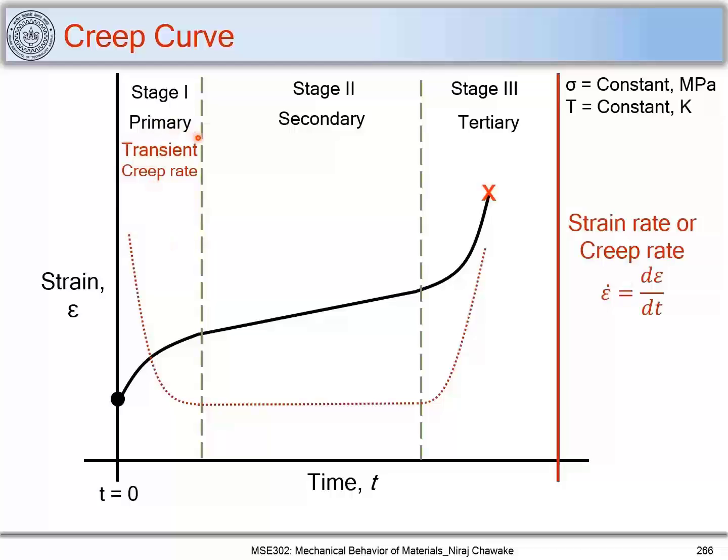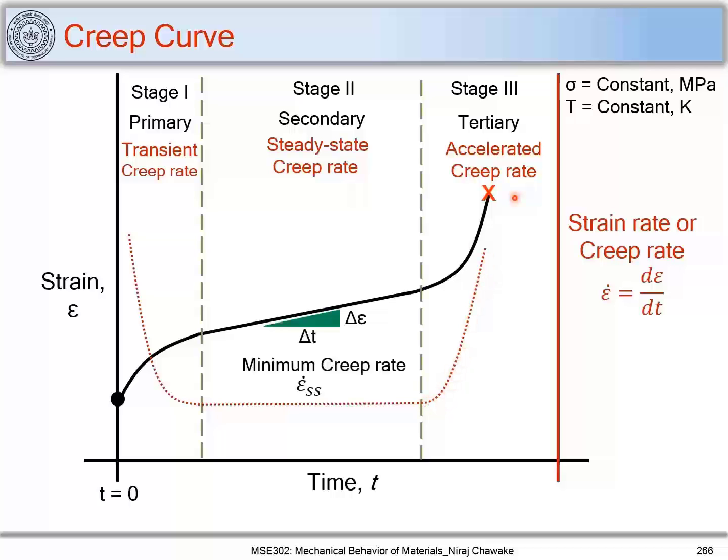If you go back and check the meaning of transient, it's changing. So here there is a change in strain rate drastically, and that is why this region is called the transient creep rate. In this region, you don't see any change in strain rate, and that is why this is called the steady state creep rate. And you see that there is an increase in the strain rate, and that is why it is called the accelerated creep rate. You can see that the creep rate or strain rate is accelerated.